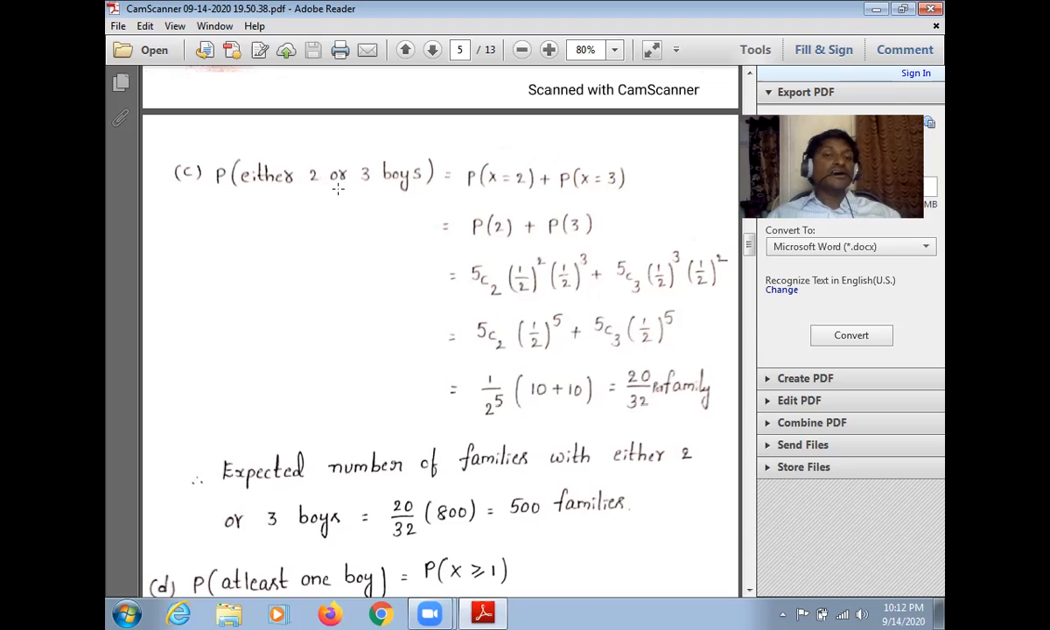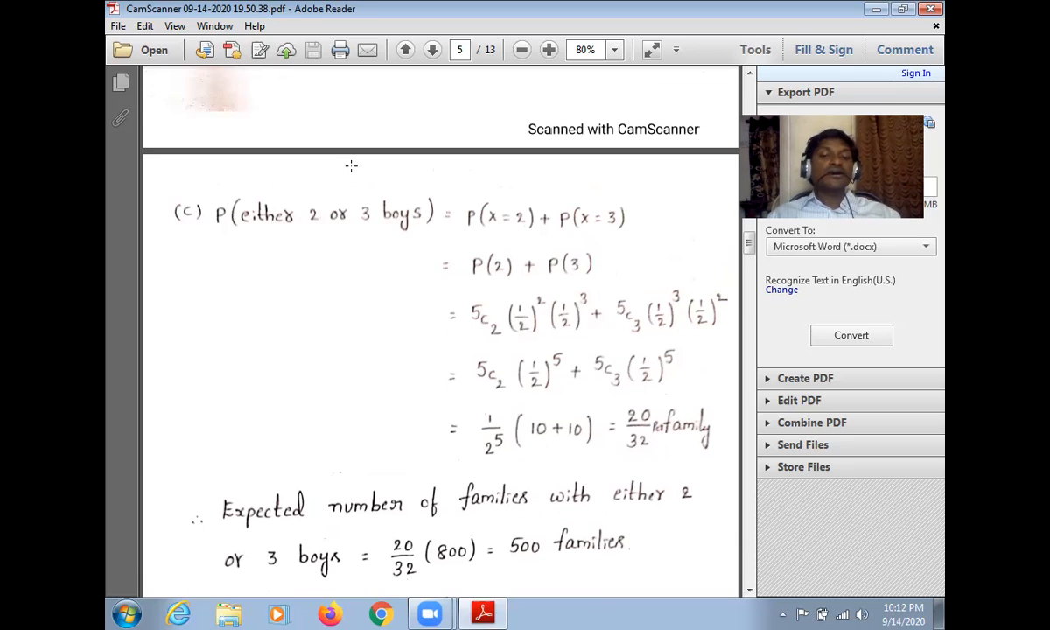So for that, simply what we are writing here: or is represented here as plus. So in place of or, we represent it as plus. Don't forget it. This one we use very usually. P of x is equal to 2, either 2 or P of x is equal to 3. So P of x is equal to 2 plus P of x is equal to 3. That is simply we can write P of 2 plus P of 3.